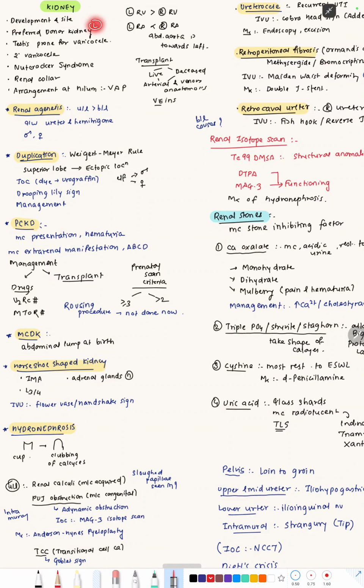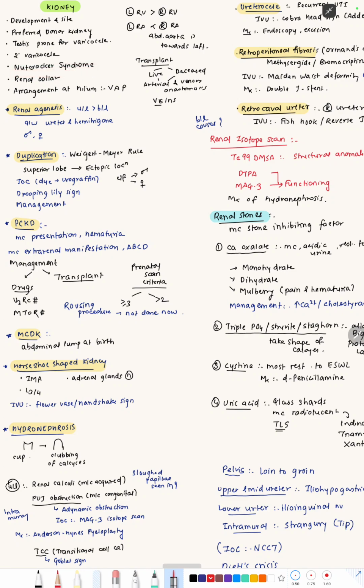Preferred donor kidney is the left kidney because the left renal vein is longer than the right renal vein, while the left renal artery is smaller than the right renal artery because the aorta is directed towards the left. Then the next is the testis which is prone for varicocele is the left testis, and the secondary varicocele also happens in the left testis because the left testicular vein drains into the left renal vein. Similarly, the RCC, renal cell carcinoma, spreads to the veins.